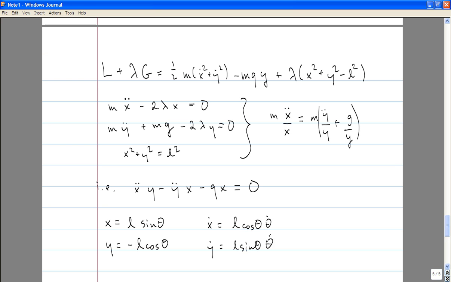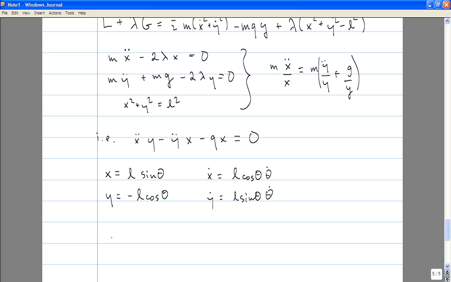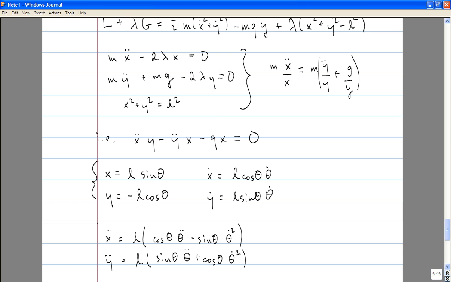and x double dot is L times (cosine theta, theta double dot, minus sine theta, theta dot squared). And likewise, y double dot is L times (sine theta, theta double dot, plus cosine theta, theta dot squared). So if we take these, plug them into that equation, what do we get?